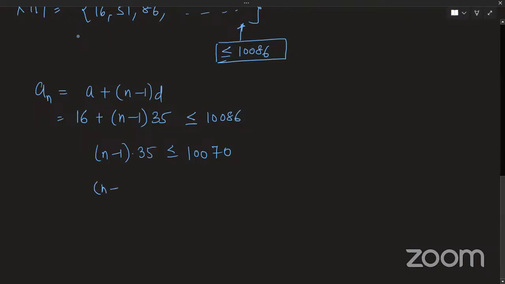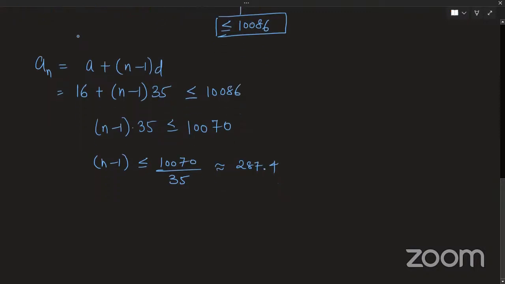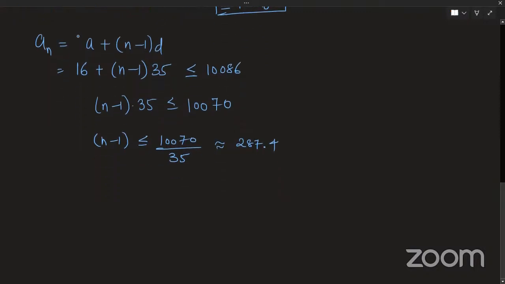I will get n minus 1 is lesser than or equal to 10070 by 35. Can you help me calculate? What is its value? How much will it be equal to? 287.4, sir. 287 point something, right? You can calculate this, right?